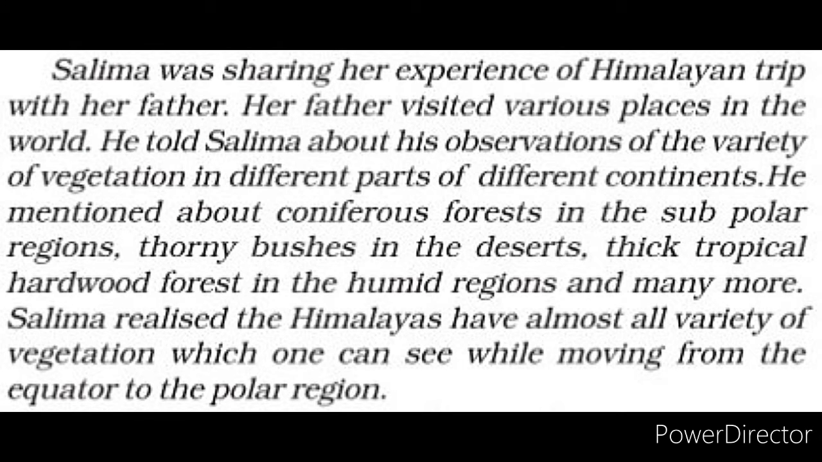Salima was sharing her experience of her Himalayan trip with her father. Her father visited various places in the world. He told Salima about his observations of the variety of vegetation in different parts of different continents. He mentioned coniferous forest in the subpolar region, thorny bushes in the deserts, thick tropical hardwood forest in the humid regions, and many more. Then Salima realized that the Himalayas have almost all varieties of vegetation which one can see while moving from the equator to the polar regions. The changes in the type of natural vegetation occur mainly because of changes in climatic conditions.